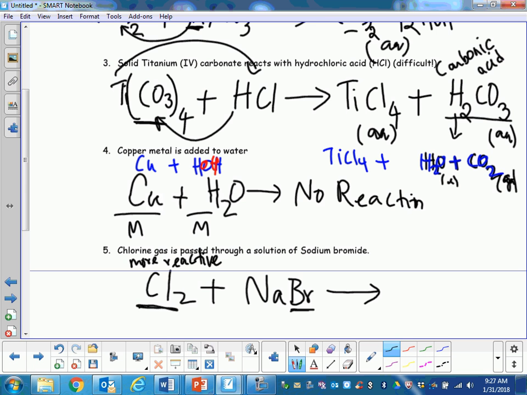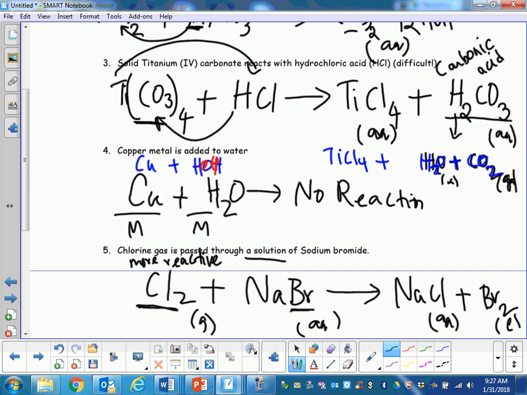Will the reaction happen? If chlorine is more reactive than bromine, will it be able to steal sodium away? Will the reaction happen? Yes, the reaction happens. So you do get sodium chloride plus bromine is liberated. Is that right? Well, this will be a gas. That will be an aqueous because it says solution of, correct? And all chlorides are soluble. That will be an aqueous. And bromine is a liquid. The equation is not balanced. Do you see that?